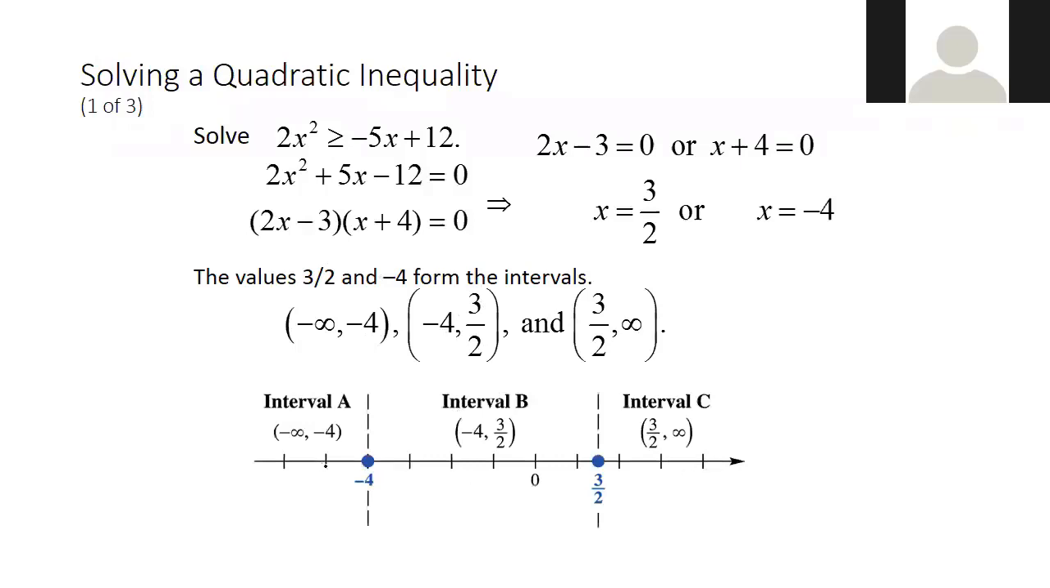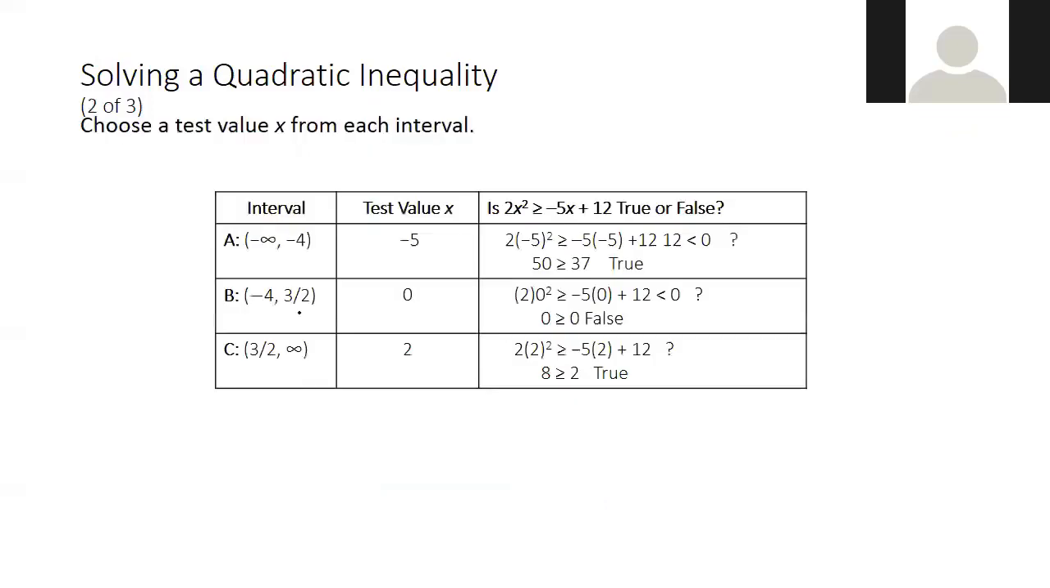Basically I need to pick a point, like minus 3 here. I can pick 0, and I can pick a number to the right of 3 over 2 and see if it works out. Which interval would give me a correct answer here? So if I pick minus 5 and plug it into the equation, you can see if that turns out to be true.